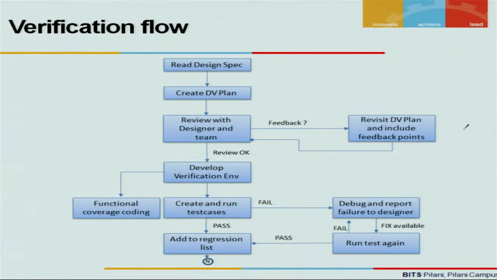When you get the feedback, you again revisit your DV plan and include whatever feedback you have got from the designer or other people. So you include all those points in the DV plan. And once you have included all these points, you again review the DV plan with the team. Once your reviewer team says okay, the DV plan is okay and we are good to go, after that we start developing our verification environment.